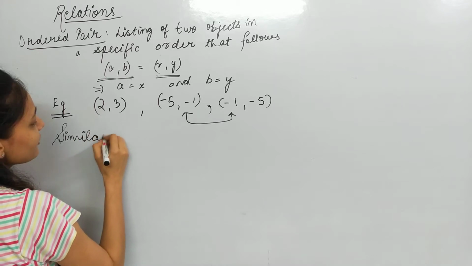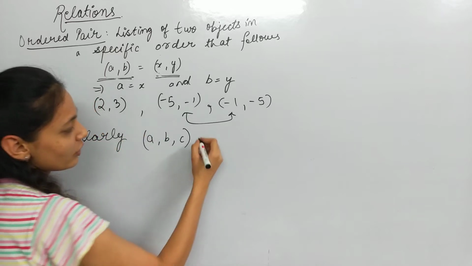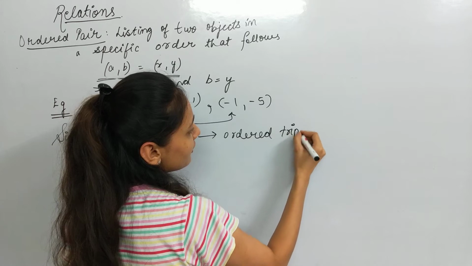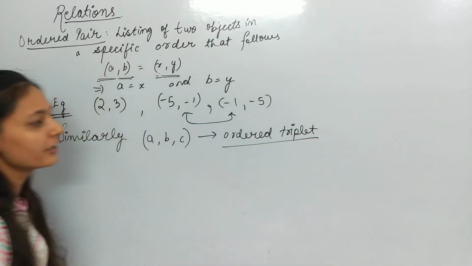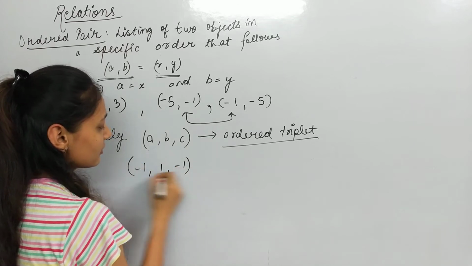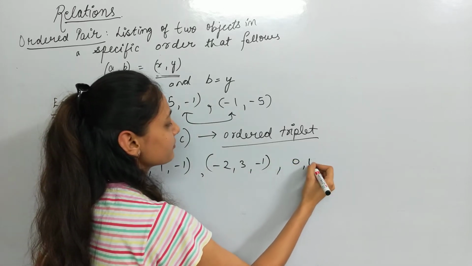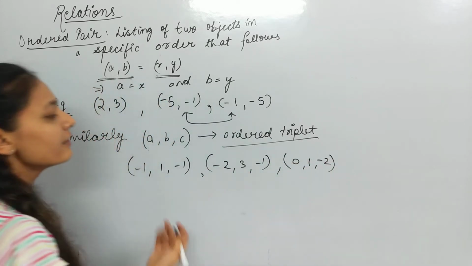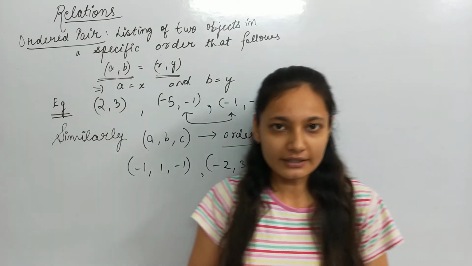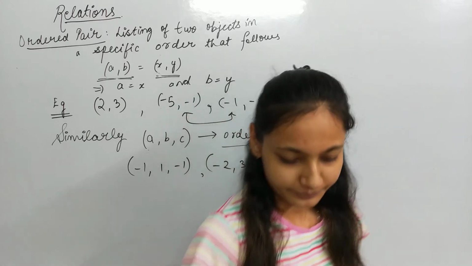Similarly, when three objects are listed in an order, that means (a, b, c), three objects, what is this called? This is called an ordered triplet. So this is an ordered triplet when three objects are ordered in a specific order. Example this, so these are ordered triplets. So in this chapter we will see what are ordered pairs. Okay. Now let us see, before doing relations, what a Cartesian product is.